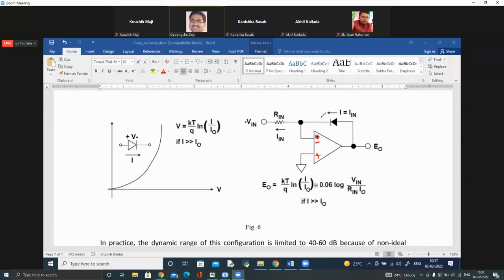So here you know that for a diode, the voltage versus current, this is the current, voltage versus current has an exponential relation.